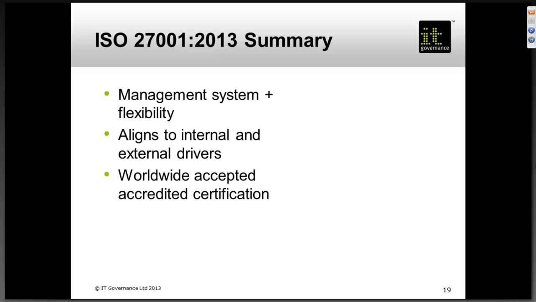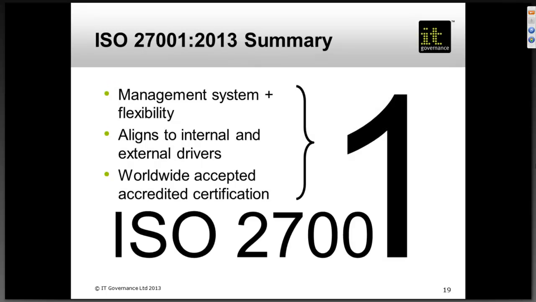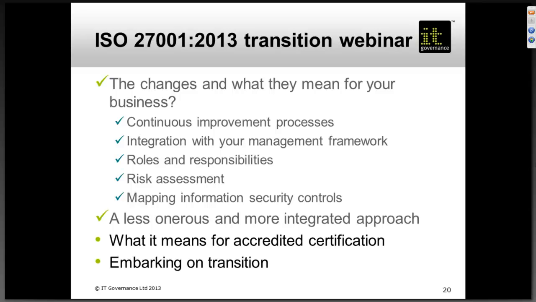Talking of the context of the organisation, it certainly more easily aligns to the internal and external drivers. So it's more meaningful for both the organisation and its second and third parties. And of course, there is the worldwide accepted accredited certification scheme. And that's all embodied in just the one standard and the one scheme, ISO 27001. Well, having spent 15 to 20 minutes describing some of the changes in the 2013 version of the standard, let's have a look at what that means for transition and for accredited certification.